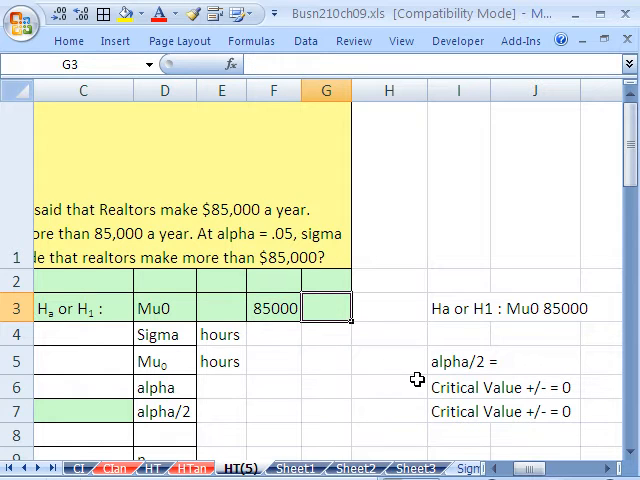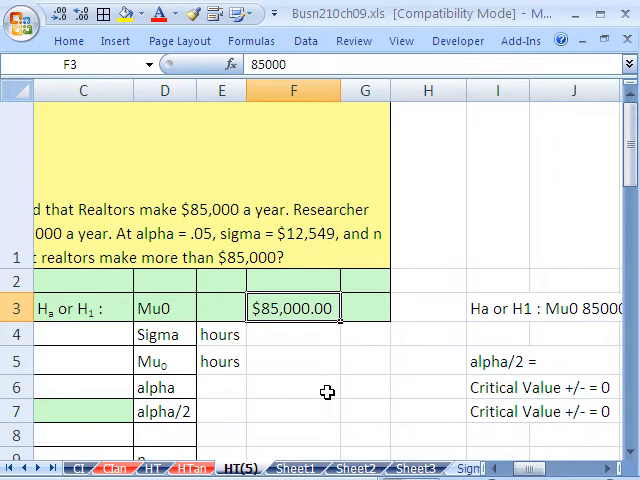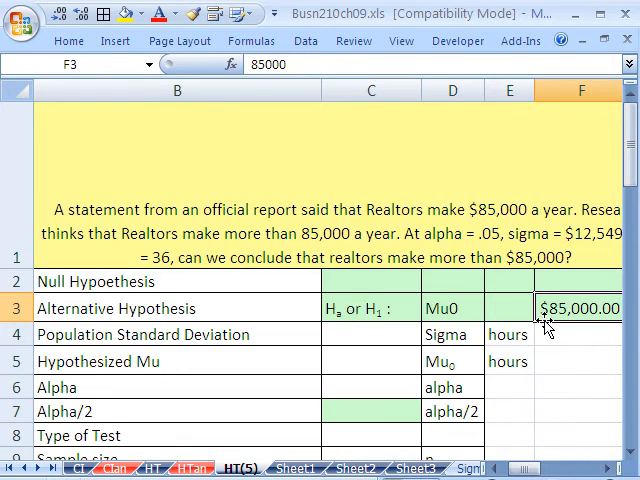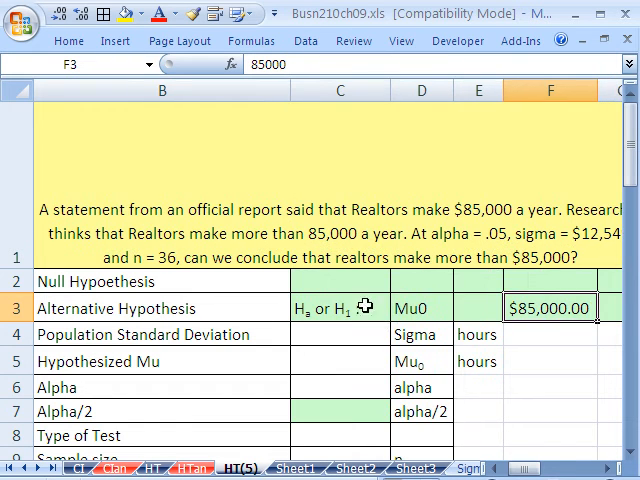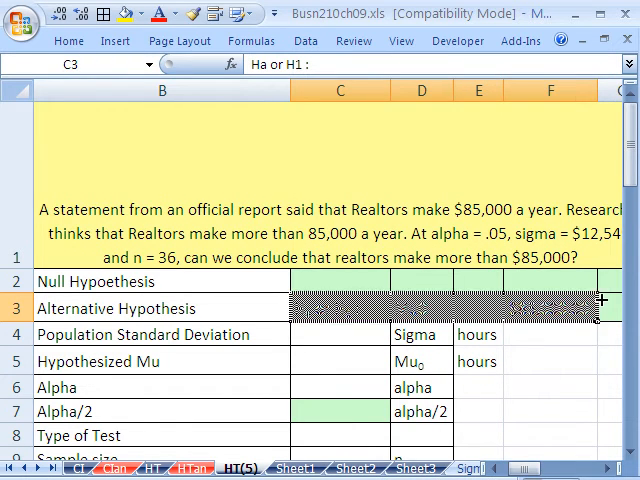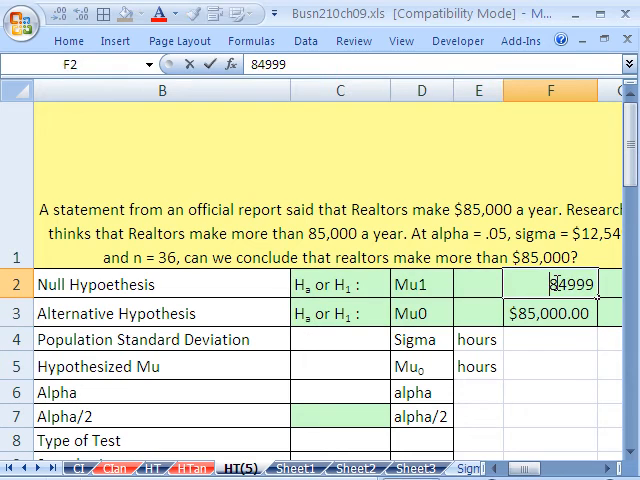And this was in dollars. So I'm actually going to format this with a currency. Now watch this. If I can make this a little bit smaller here, I'm going to copy this up here like this. Change this to 85,000. I don't want that. This is the original mu. This is the hypothesized mu right here.